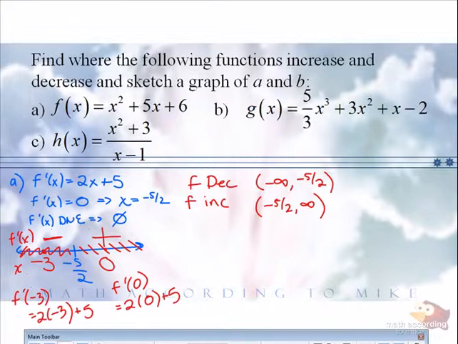Okay? And if you think about it, the original function is a parabola, right? And it opens up because a is positive, right?